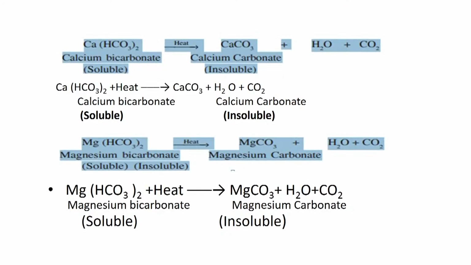When we heat calcium bicarbonate, calcium carbonate, water and carbon dioxide are formed. In the case of magnesium bicarbonate, which is soluble, when we heat the water, magnesium carbonate, water and carbon dioxide are formed. Magnesium carbonate is insoluble and settles down at the bottom.